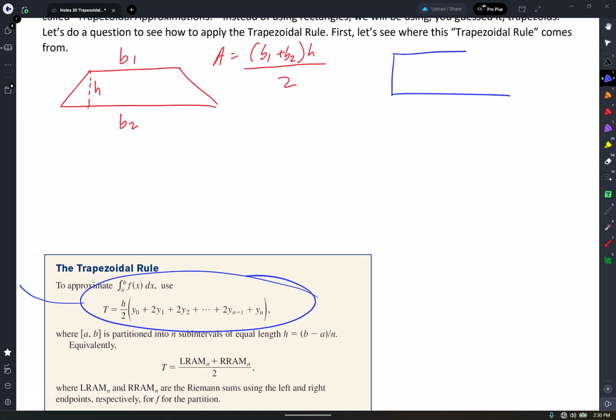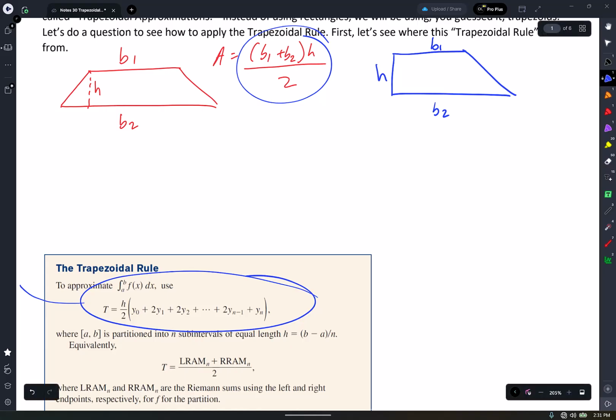It's the same. This is still our height. This is our base, base 1, base 2, and it's still the same formula. We're still okay? So when we do our trapezoids, check it out, guys.